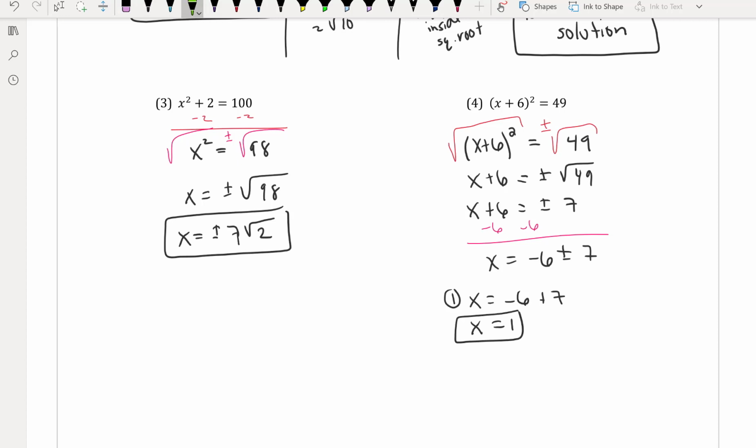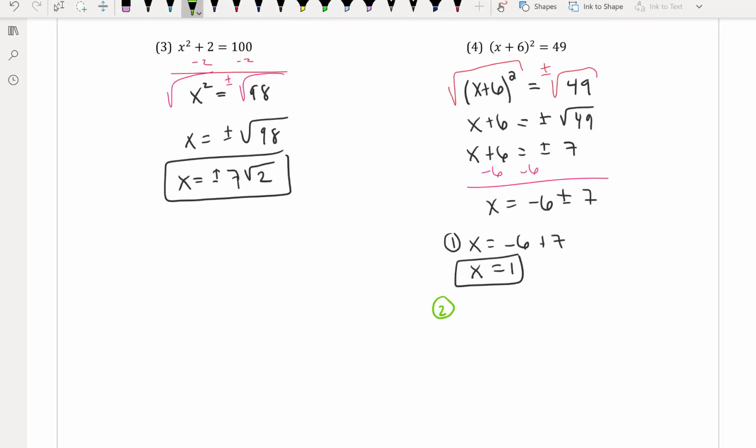And my second answer here, I'm going to have x is equal to negative 6 minus 7. So that plus or minus literally means one problem is going to be addition, and that second problem is going to be subtraction. So now I have negative 6 minus 7, so I'm going to get that x is equal to negative 13 as my final answer. So I have two distinct answers because I had two distinct problems, that plus and the minus.